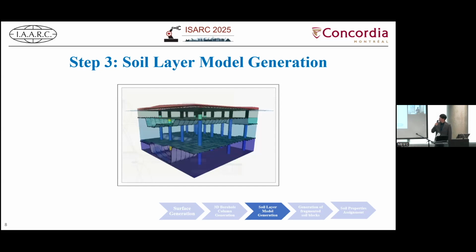Step 3 is soil layer model generation. We connect these points mentioned earlier to form geological layers. However, if the input data is uneven or incomplete, model errors may occur, such as misaligned or distorted surfaces. To fix this, we exported the problematic points to Excel, adjusted them using nearby reference data, and then re-imported them into Dynamo. This helps us generate a smoother and more accurate soil model.